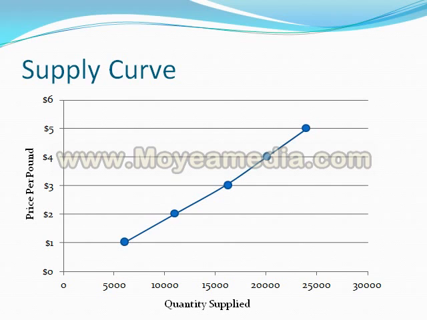Now we moved up at $3 per pound. We move up to $4 per pound. The producer is willing to offer 20,000 pounds. We get to the last point on the graph. Coffee hits $5. The producer is willing to offer 24,000 pounds of coffee. That is your supply curve.